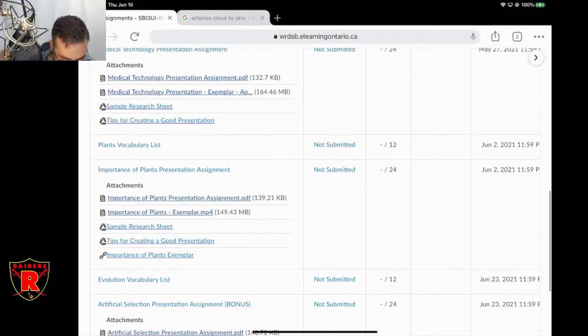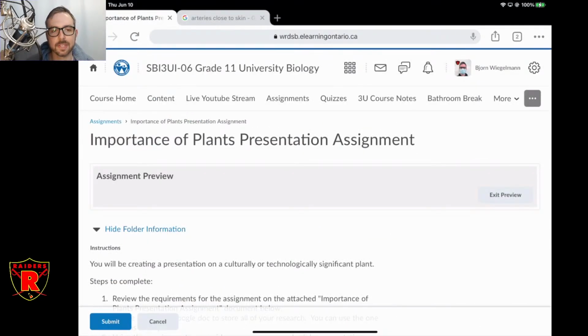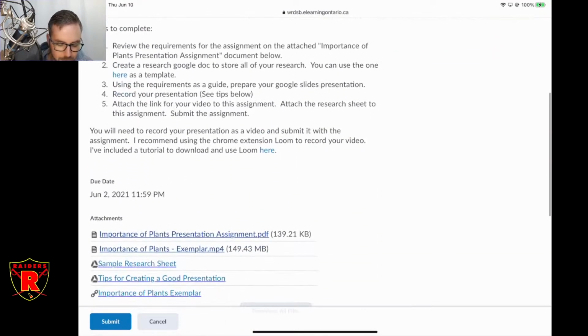All right, importance of plants. So this is very similar to the medical technology assignment, and in fact, I do this intentionally. I try now to keep things fairly consistent so that you have a general idea of what the expectations are in each project. It's not meant to be a surprise to you that each is a totally different type of project with a totally different skill set. I mean, in the amount of time that we have to complete the course, I think it's an unreasonable expectation to switch things up constantly. So I try and keep things relatively similar.